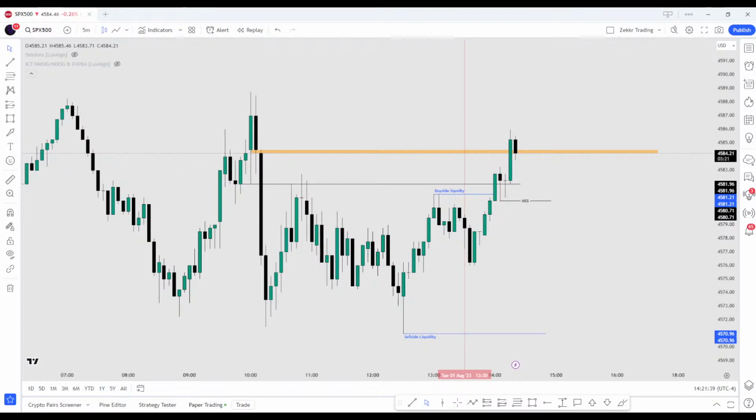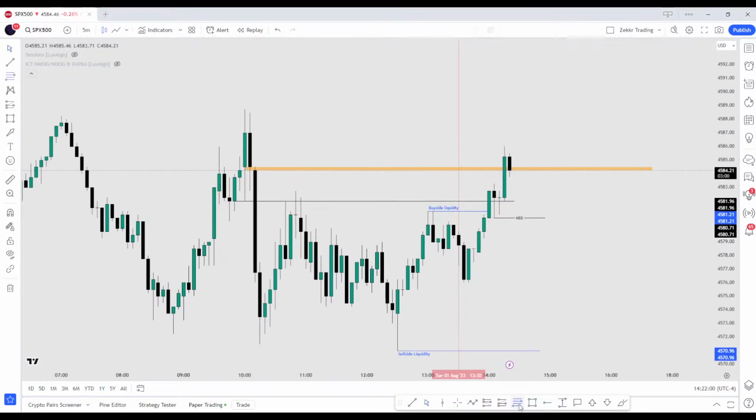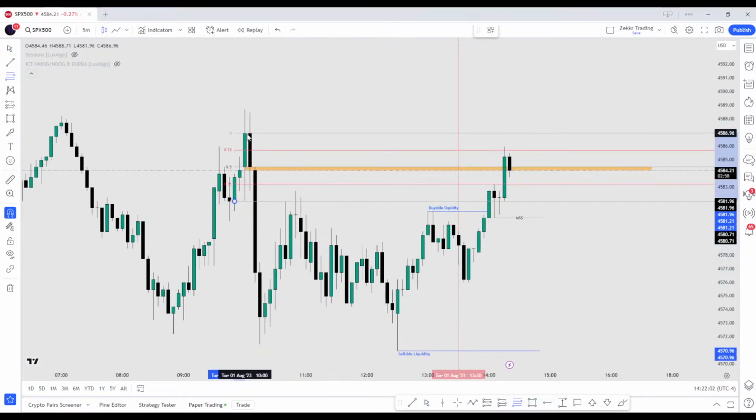So right now, what I want to see is, it's the silver bullet hour, and price was going for liquidity the whole time, which is this volume imbalance and the high right here. But I think price had its move. Let's see the 50% of this order block. I mean, there's a volume imbalance right here.